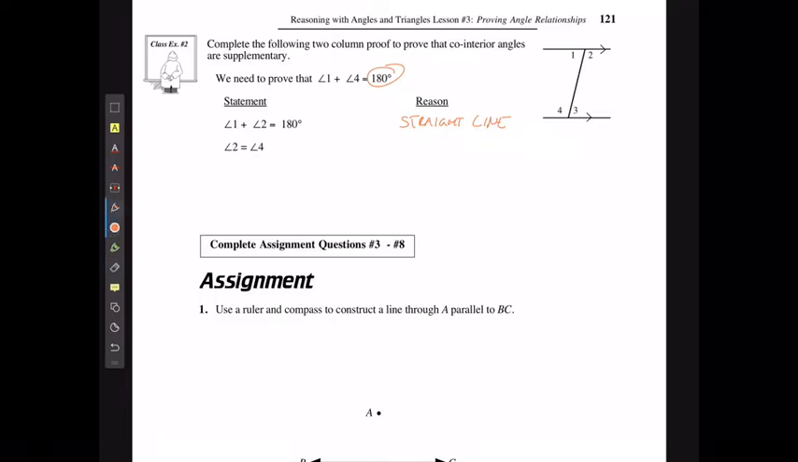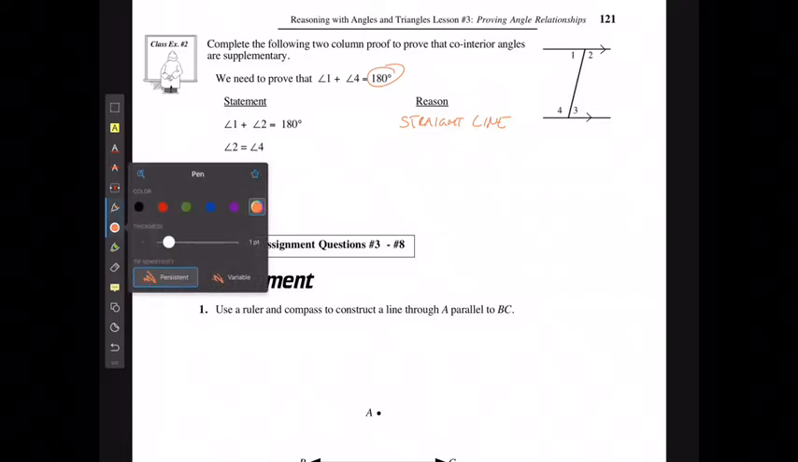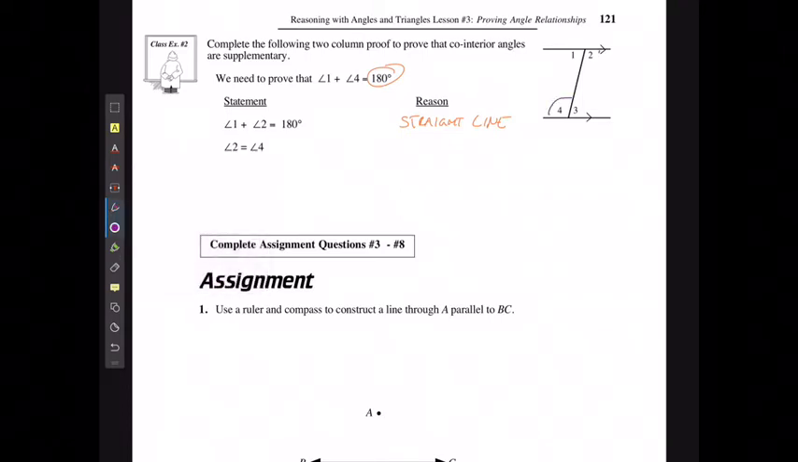If I said that angle 2 and angle 4 are the same, we just proved that in the last case. Why are they the same? Because they are alternate angles.